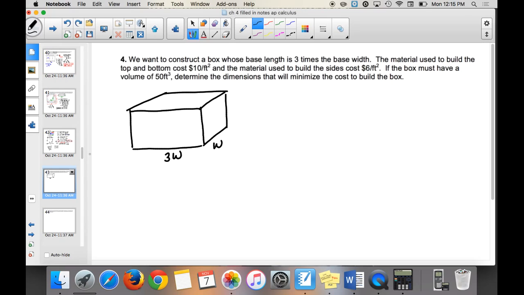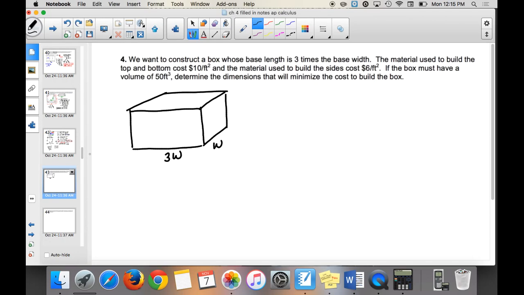The material used to build the top and the bottom costs $10 per square foot, and the material used to build the sides costs $6 per square foot. If the box must have a volume of 50 cubic feet, determine the dimensions that will minimize the cost to build the box. Okay, so I think this was an AP question a few years ago. I do remember something like this being on the AP test.